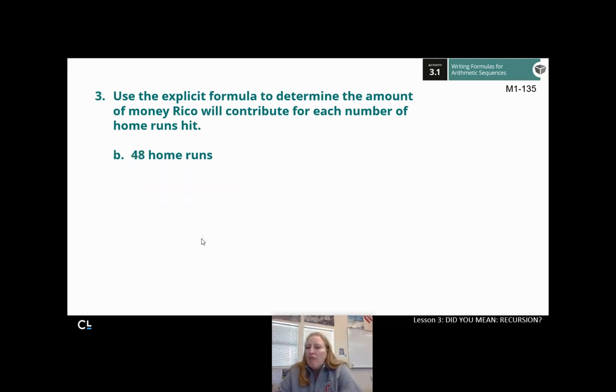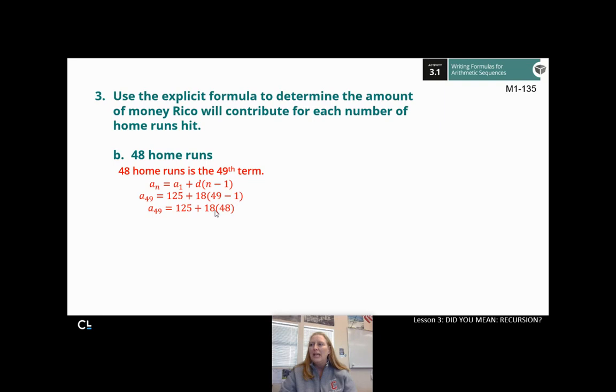For B, we have 48 home runs. So again, remembering my table and how it was always a little off, that means that I'm looking for the 49th term. So when I use my explicit formula, everywhere I see an n, I'm going to plug in 49. We know the first term is 125. We know our common difference is 18. And then I'm just going to clean it up from here. 49 minus 1 is 48. Times 18 is 864. Plus 125 gives us $989.